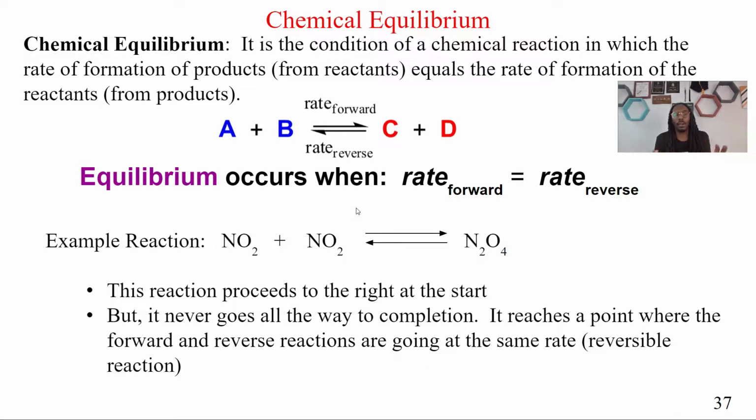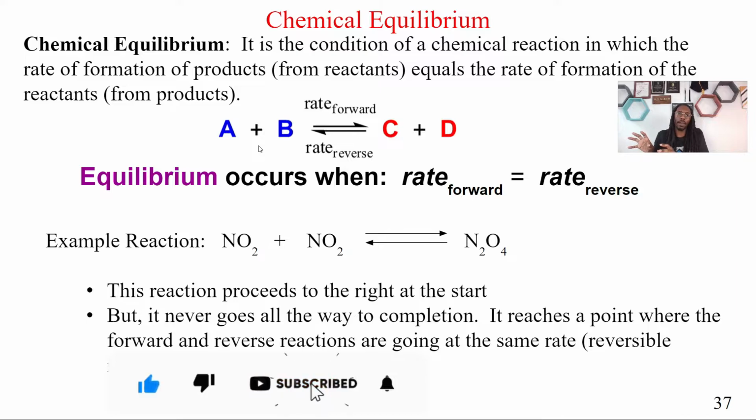Now, equilibrium is when both of our rates, our rate going forward and our rate going backwards, are equal to each other. So basically, I'm making as much product as I'm making reactant by back reacting, at the same time. So we're all focused on how much we're making, that rate. We're not really focused on the amount. We're focused on the rate of these things now. So that's the key thing there.